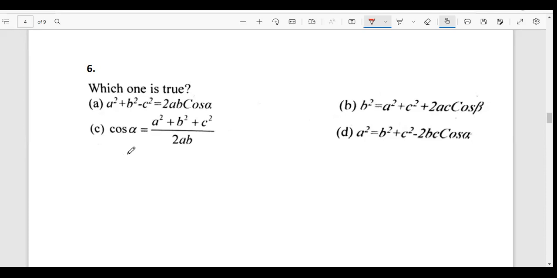ये हमें क्या लग रहे हैं सारे ABCD? This is the cos rule. What is the cos rule? Very well done. Excellent, all of you. It is D. ठीक है?